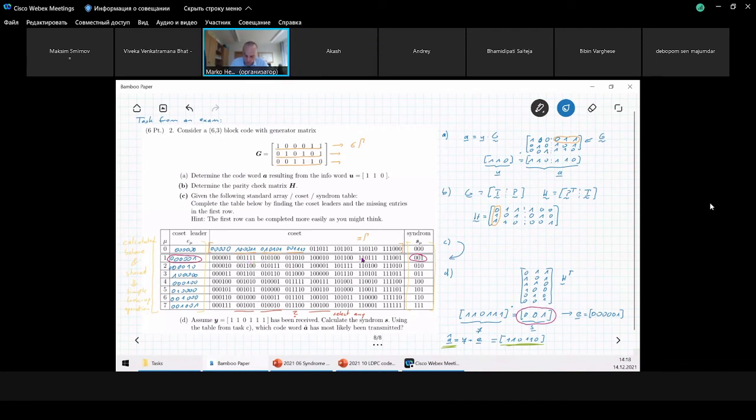So we select the one that is very likely to happen. Exactly, yes. Most likely. That's why we select the coset leader to be the one with the lowest number of ones. Okay, good. Okay, are there more questions?